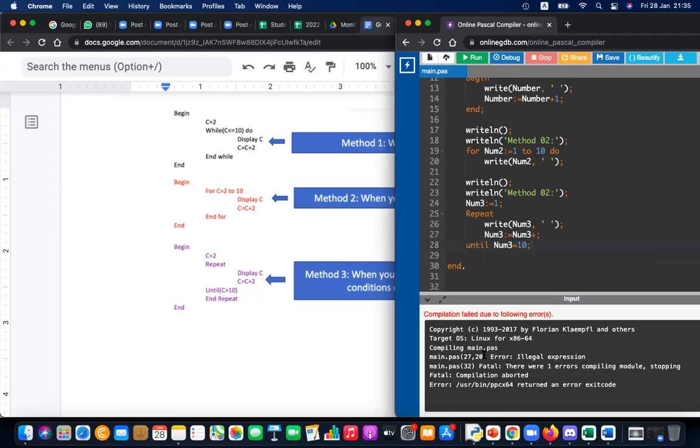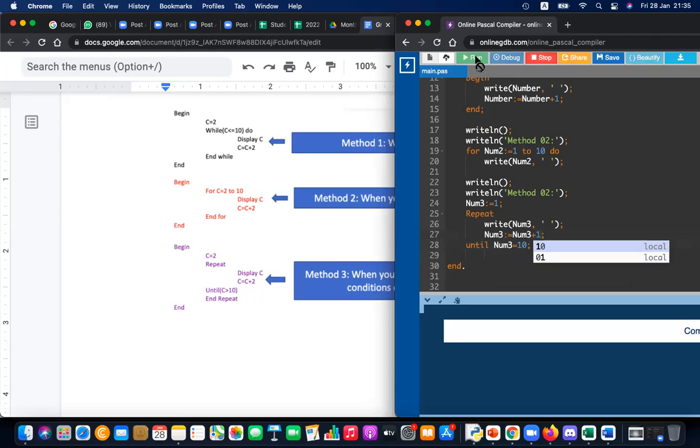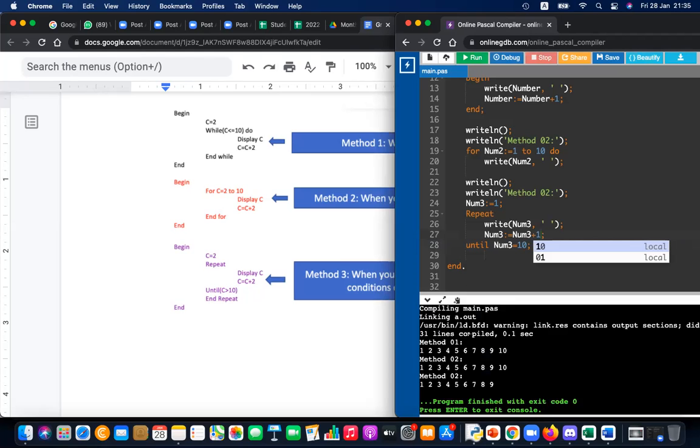Illegal expressions. Num3 plus 1, sorry. Okay, here it is. You have to tell it's 11, right? Because until 10, so until 11 you have to use, this is method 3, sorry, method 3. Okay, here it is. That is the third method that we are going to learn.